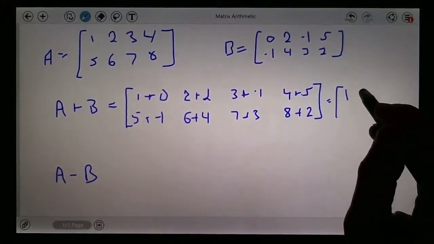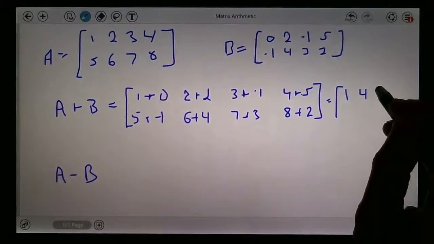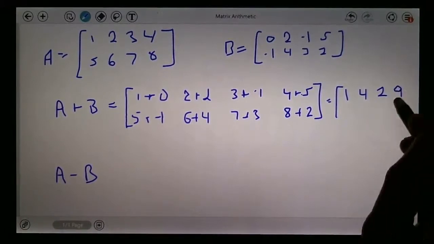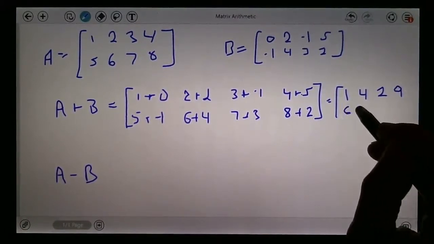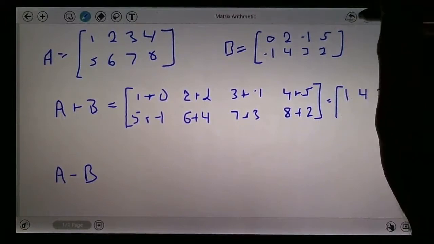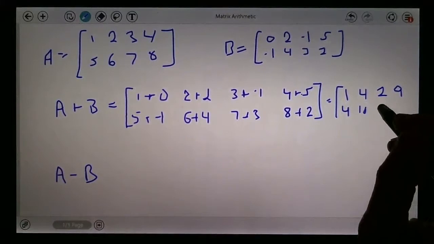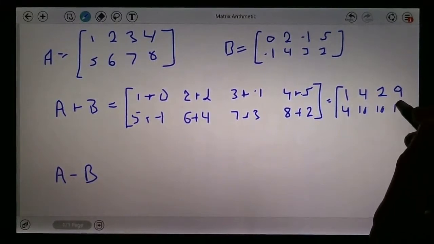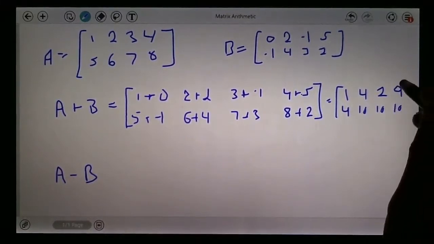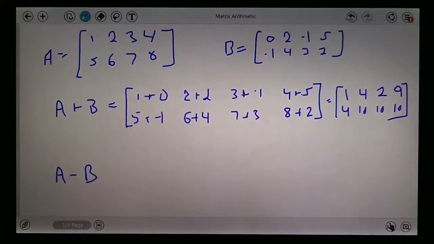1, 2, 4, 9, 6. 5 plus negative 1 is 4, 10, 10, 10. So there we go. That's how you add them.